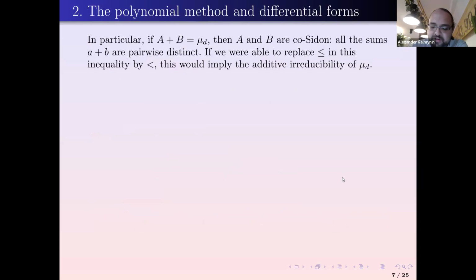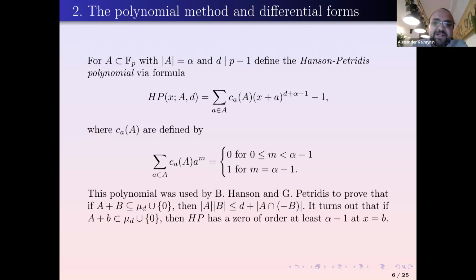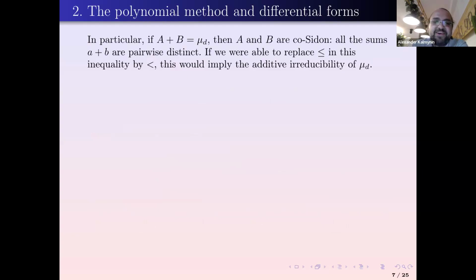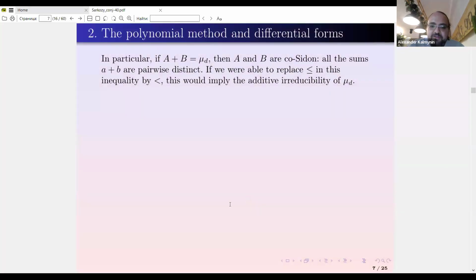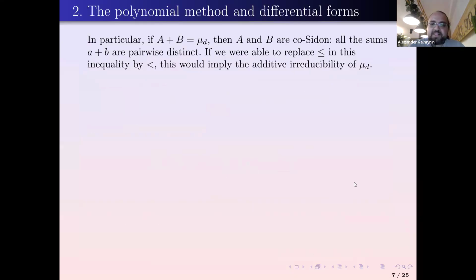I will not discuss the proof. It is easy when you know what to prove. Okay, so in particular, if A plus B is a subgroup, then A and B are coset-like. All the sums, sums of the form A plus B, of course, are pairwise distinct, because if you have any collisions between the sums, you will not have enough elements to represent all the elements of mu D. And if we were able to replace the less than or equal sign in our bound for the size of A times the size of B with equality, then we will get the additive reducibility of our subgroup.